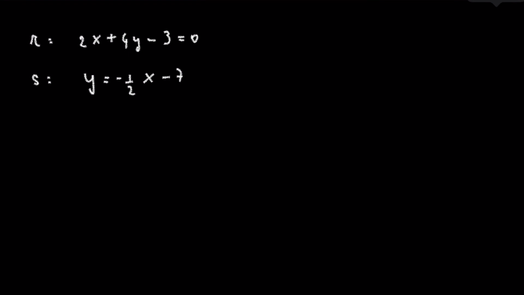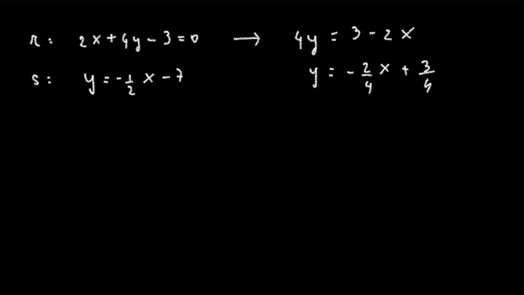So, if we consider R and we solve for y in its equation, we find y equals 3 minus 2x over 4, y equals minus 2/4 x plus 3/4.